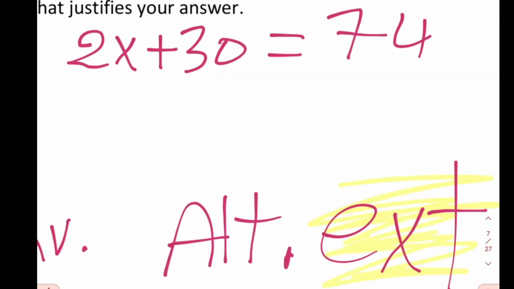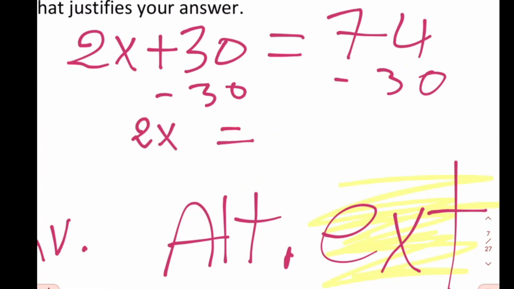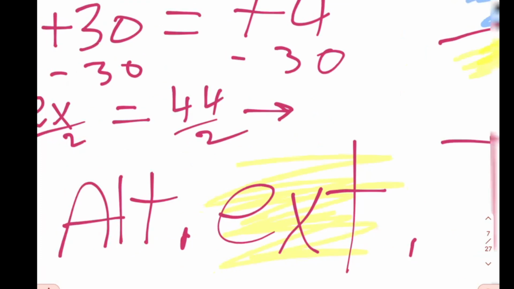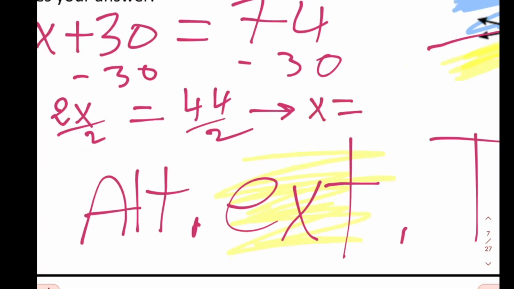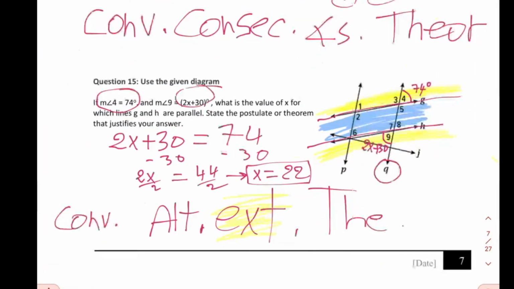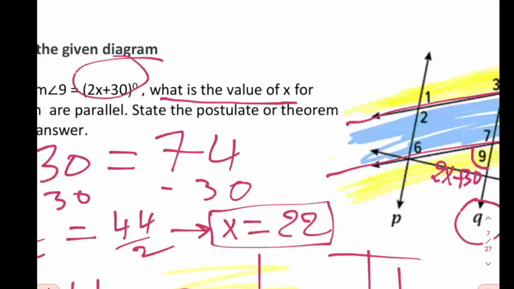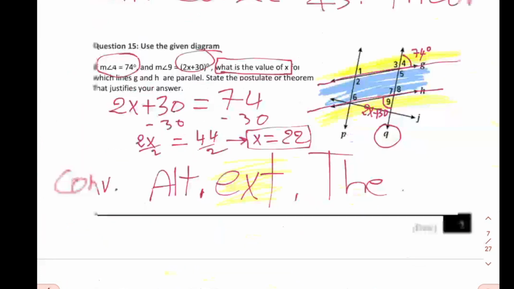You solve it normally, minus 30 from each side. You can see linear equations are everywhere. Everywhere in math, wherever you go, you find linear equations. 74 minus 30 is 44. And then divide by 2. You get your x. x equals 44 divided by 2, which is 22. They're asking for x. I found x. They said, what's the value of x? I found x, and that's it.